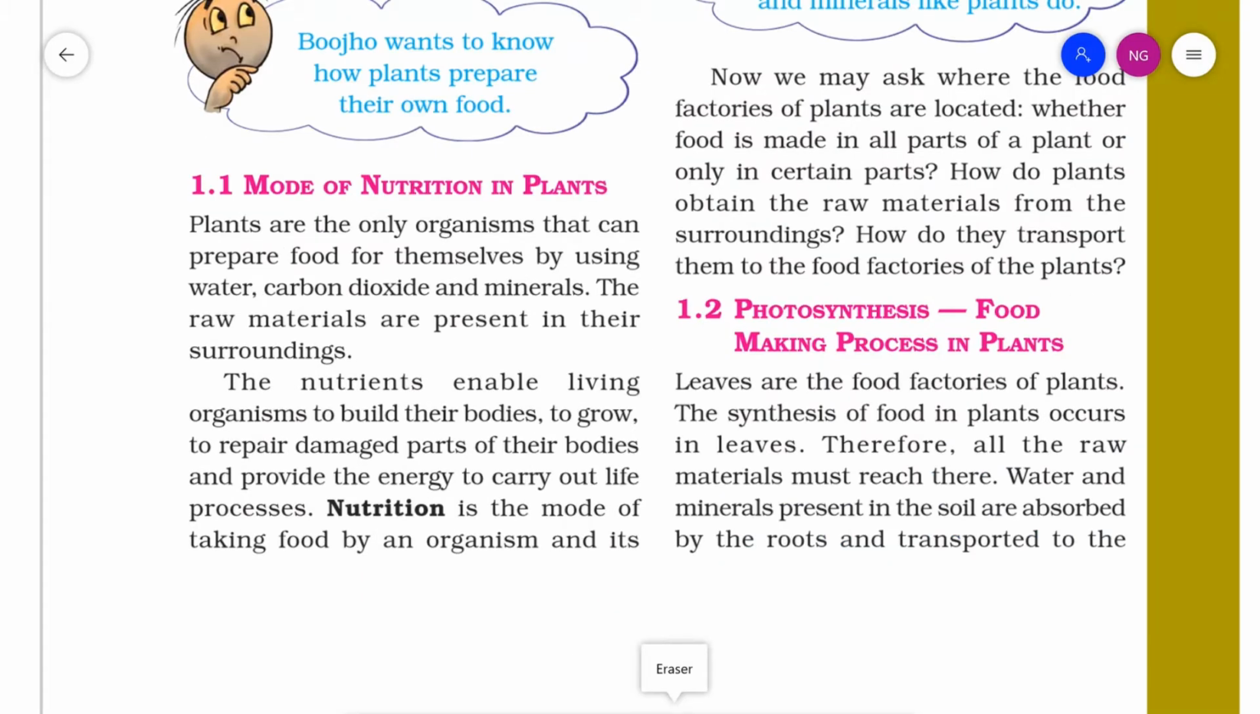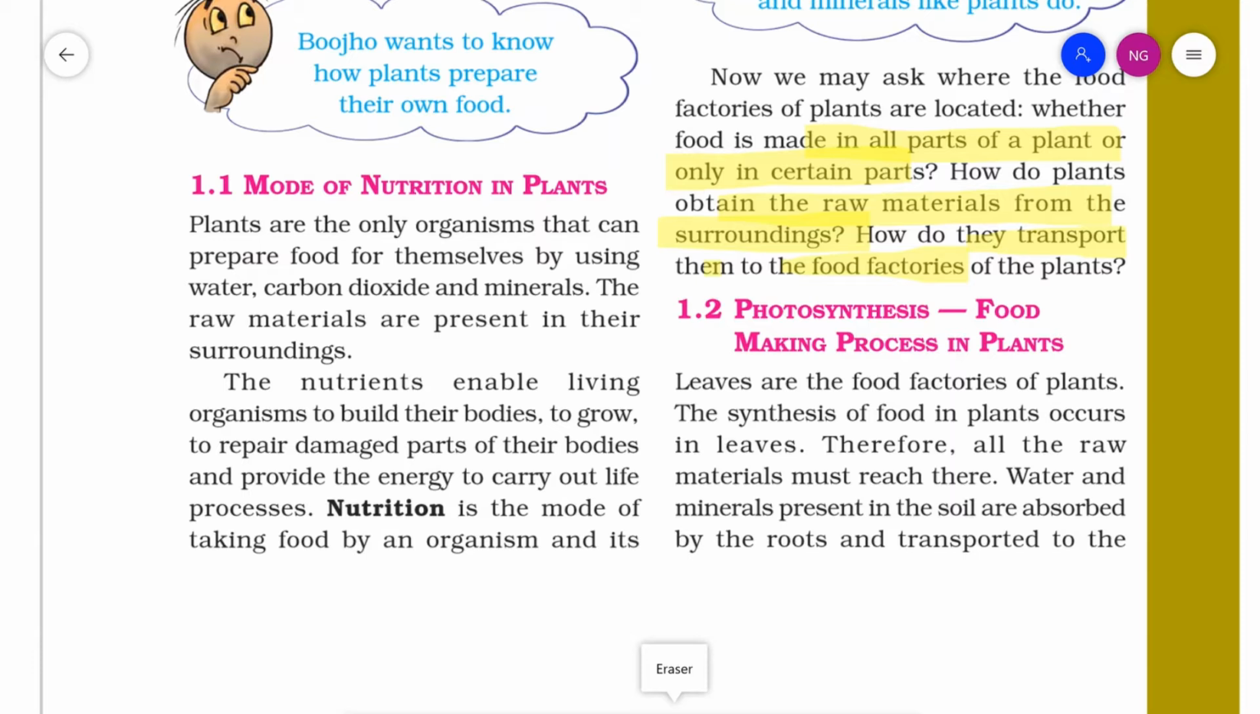In this video, we will try to understand how plants prepare their food. From your previous class, you must know plants prepare their food by photosynthesis, right? So we will try to understand the process of photosynthesis in detail. Before that, you may ask in which part of the plant food is prepared, how they get their raw materials from their surroundings, and how these raw materials are transported into the food factories of plants. So now we will try to get the answers to these questions.